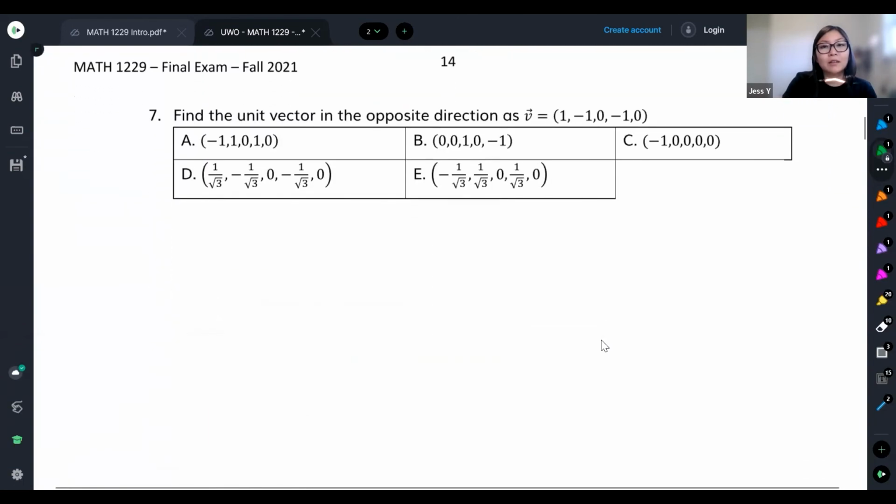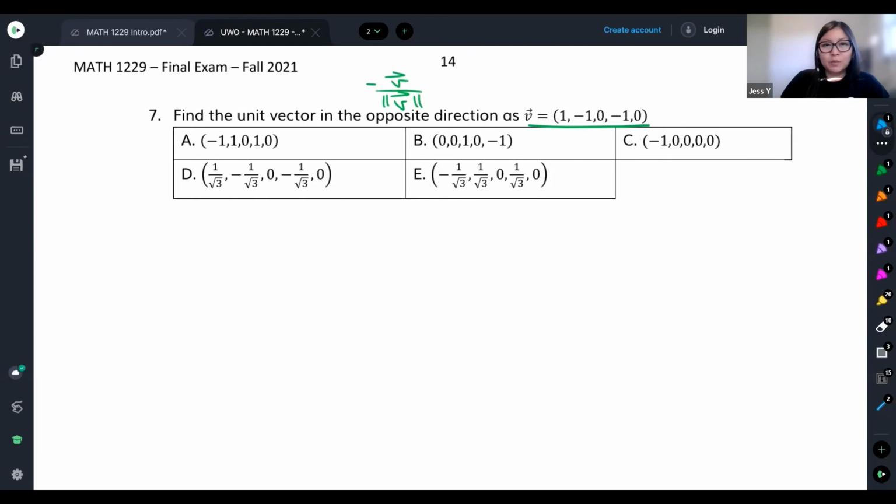All right, number 7. Find the unit vector in the opposite direction as v. I'll let you guys try this one. I'm going to release the poll here. Remember, just some hints for you. The formula is -v over the length of v. All right, that's how we find a unit vector in the opposite direction. So give that a try. When you're ready, you can vote. Maybe give you guys a minute and a half.